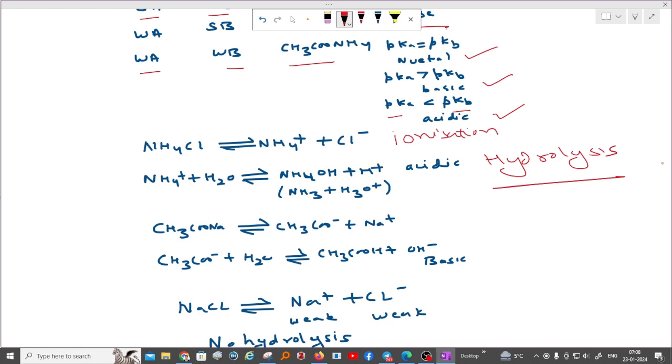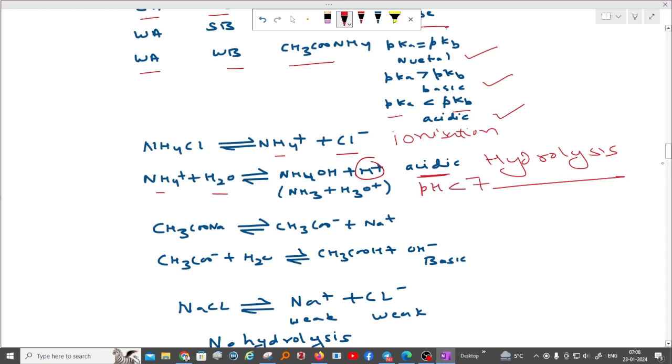This is a salt of weak base and strong acid, so it gets ionized to ammonium ion and chloride ion. And this chloride ion is weak because it is coming from the strong acid, so this won't get hydrolyzed. Only ammonium ion will get hydrolyzed, and then we'll have ammonium hydroxide and H plus ion. And since the H plus ion is released, the solution has become acidic. Okay, so pH here is less than 7.